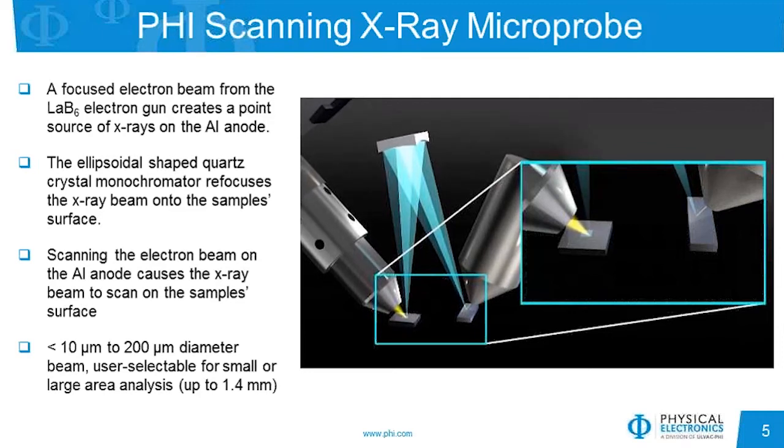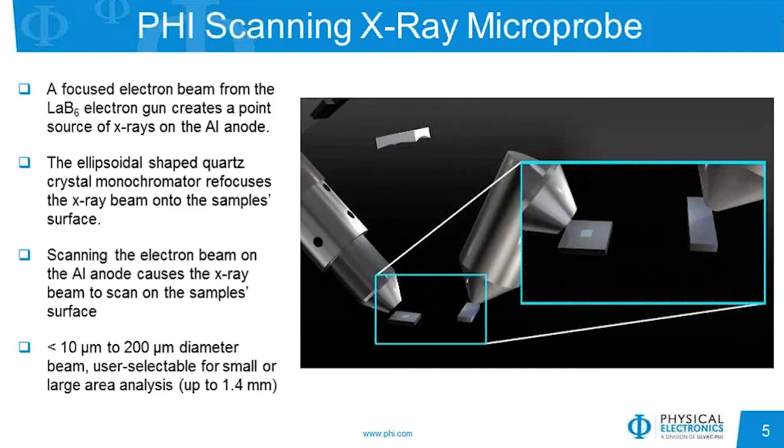As we adjust the position of the electron beam, we can in turn adjust the position of our X-ray beam on the sample. We do have the ability to change the size of the X-ray beam on the sample based on the focusing and size of the electron beam on the anode. And we can create X-ray beams with diameters less than 10 microns up to about 200 microns in diameter. And we can use different X-ray beam sizes based on the feature size of our sample that we are investigating.